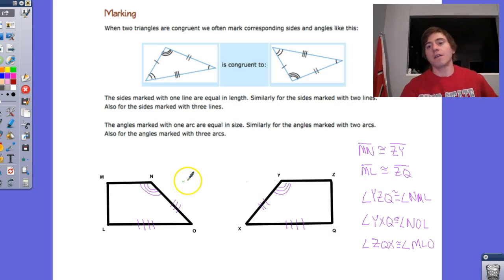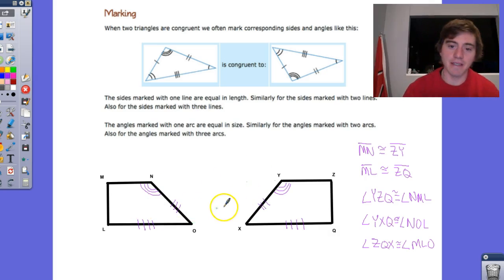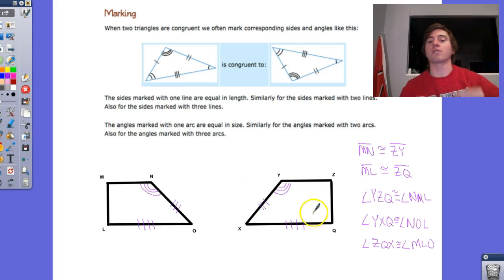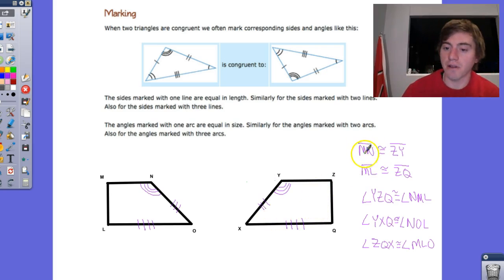All right. Okay, so I've set up this example here. We've got these two polygons. They're kind of weird, but we've got some things marked congruent on there, and we've also got some things written out that are congruent. So let's go through and mark the things congruent first, and then we'll look at what's already marked on here. So let's go through our list here.